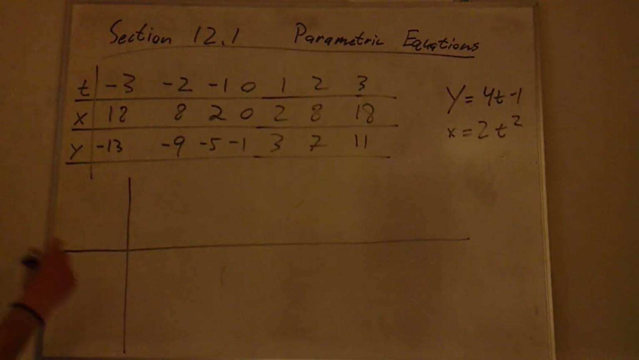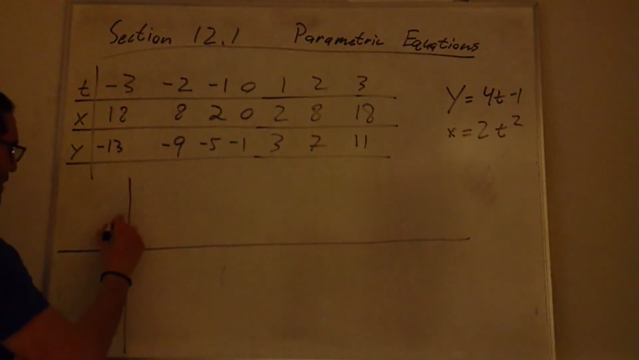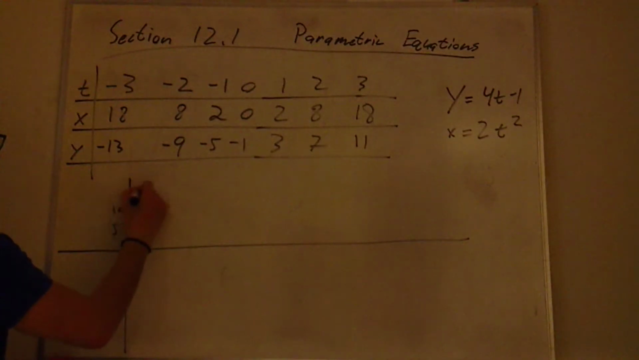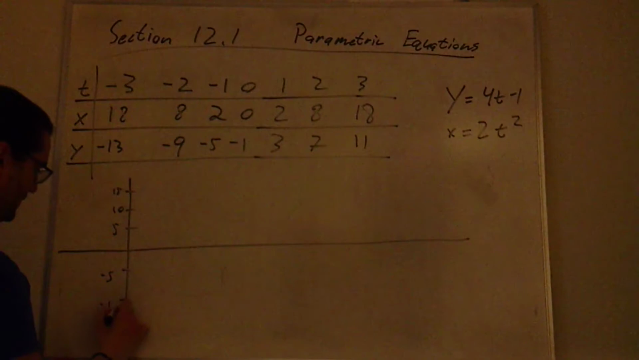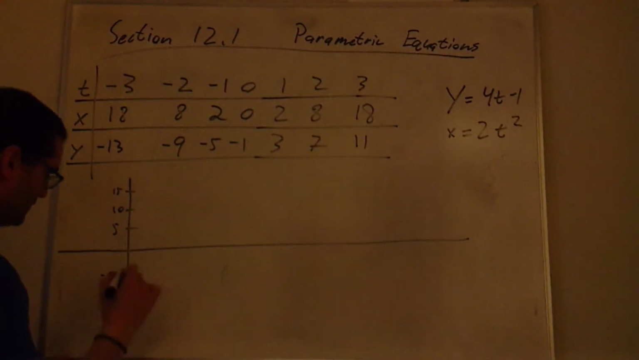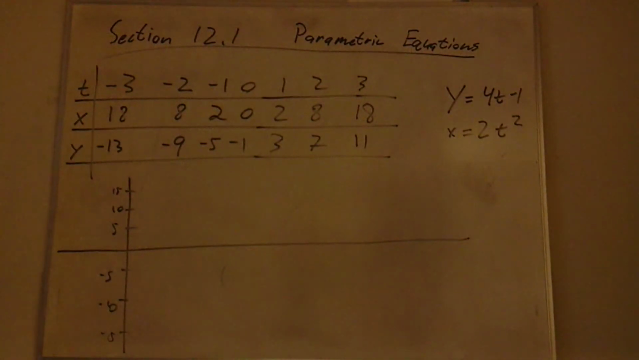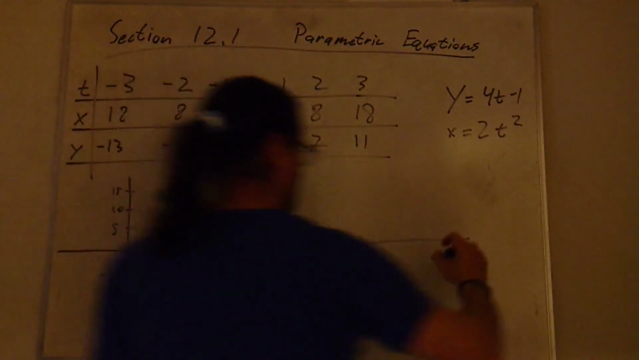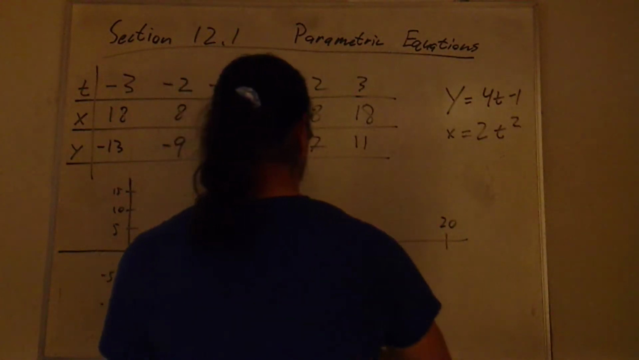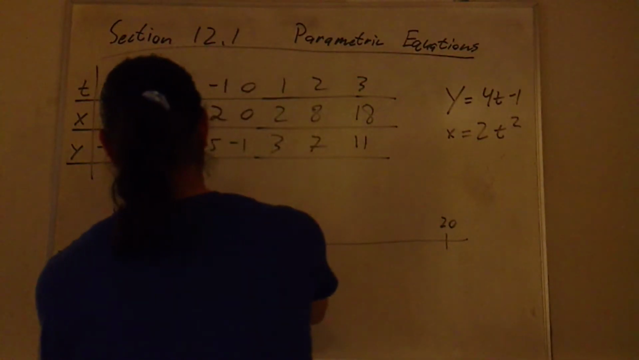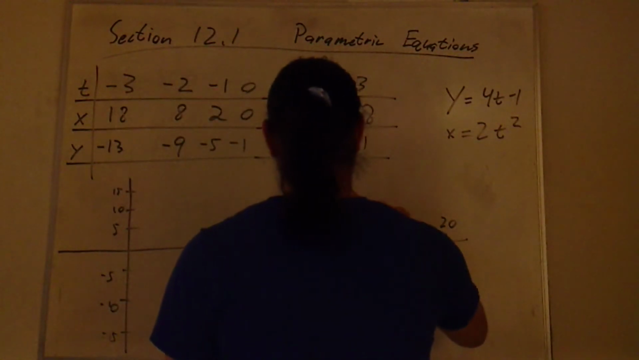So, let's go by 5s here. 5, 10, 15, negative 5, negative 10, negative 15 on the y-axis. That should cover those guys. And then on the x-axis, I need to get out to 20-ish. So we'll call this 20. We'll put 10 right in the middle. We'll do 5 there and 15 right here.